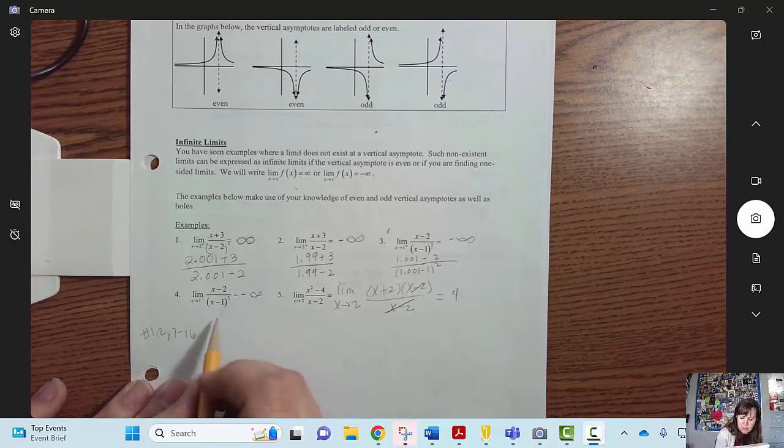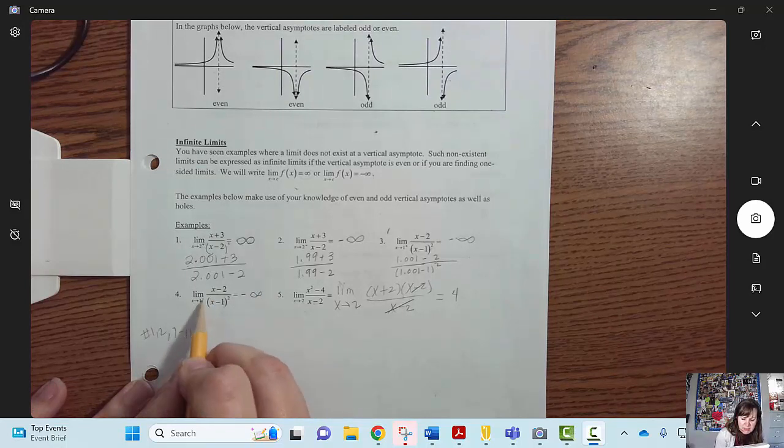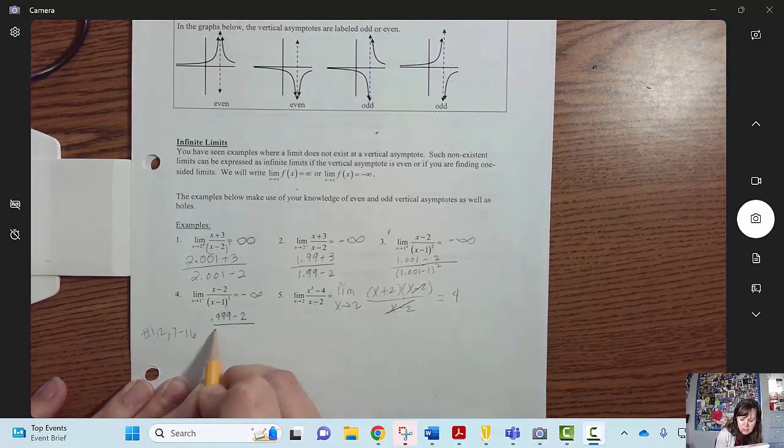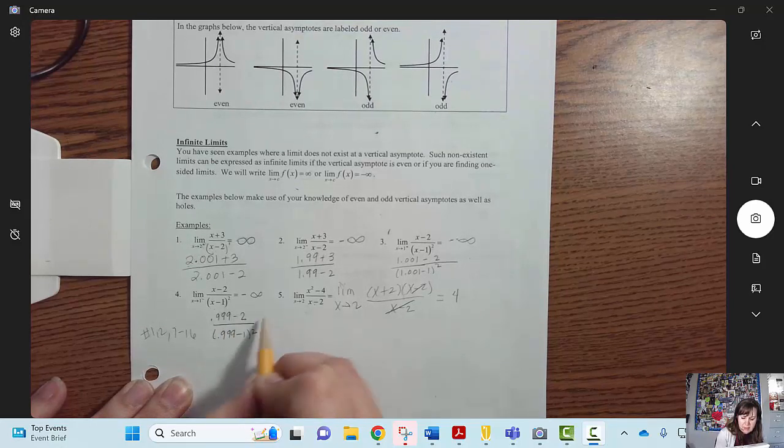But if we forget and we just want to double check, we would plug something from the left side of 1. So maybe like 0.999, however many you want to do there. Okay, so this is going to be a negative on the top, but a positive on the bottom because it's squared. So that's another way to see that you would get negative infinity.